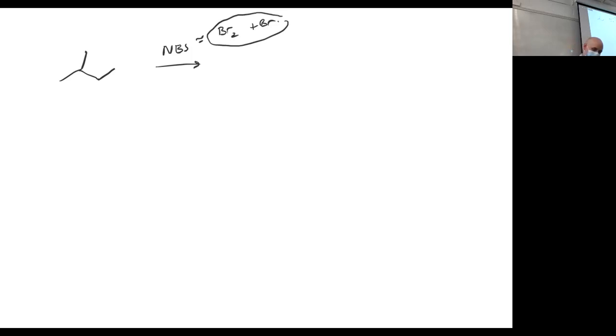So what you guys should be doing right now is step 1 and step 2 of propagation. So draw those arrows. And to draw the arrows, you're going to need to draw your hydrogens, at least one of them.